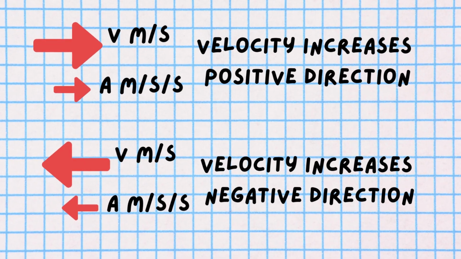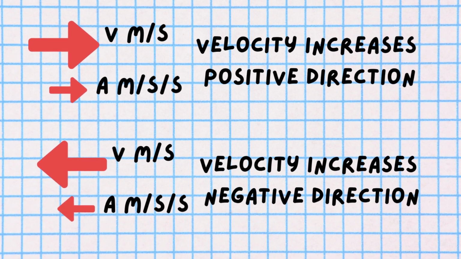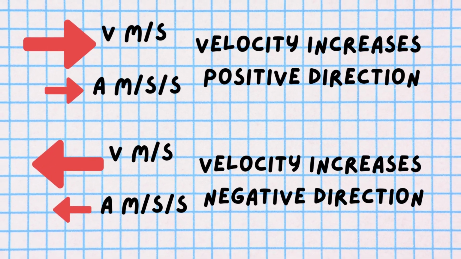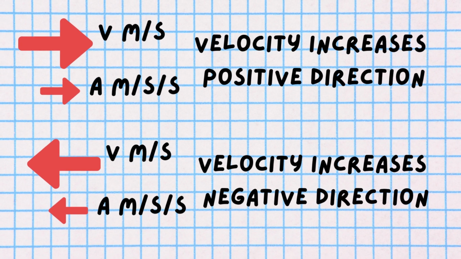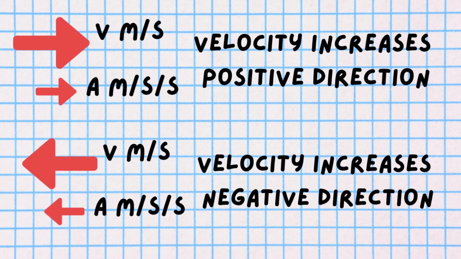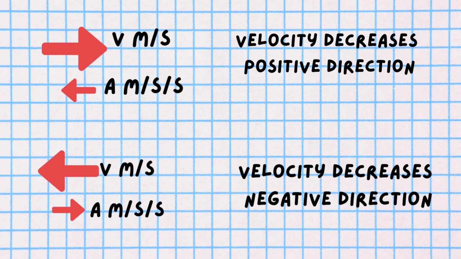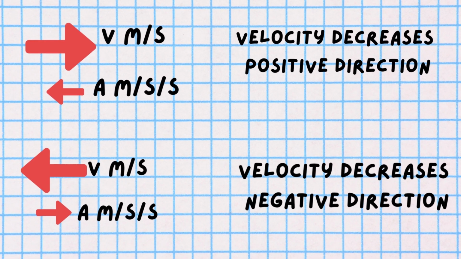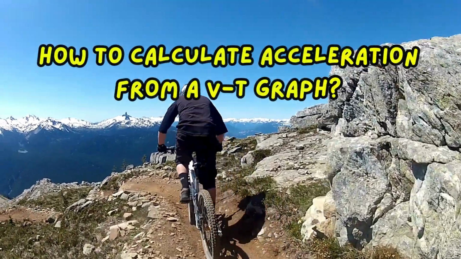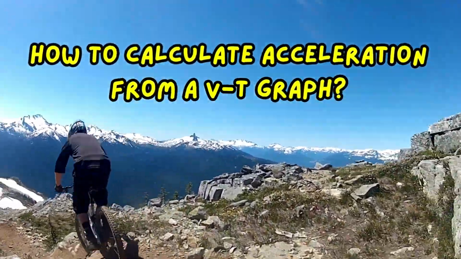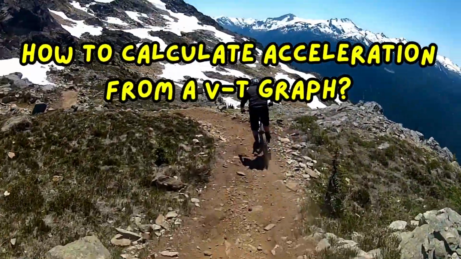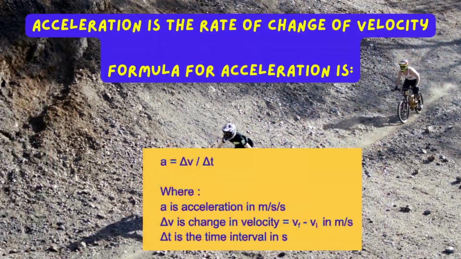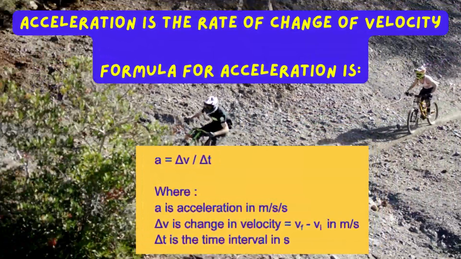Therefore, it is important to remember that the velocity goes up if both velocity and acceleration are in the same direction, and velocity goes down if velocity and acceleration are in opposite directions. How to calculate acceleration from a velocity time graph? Acceleration is the rate of change of velocity.